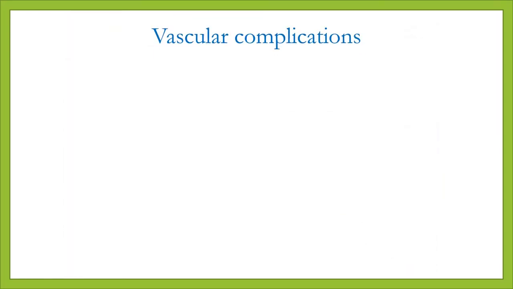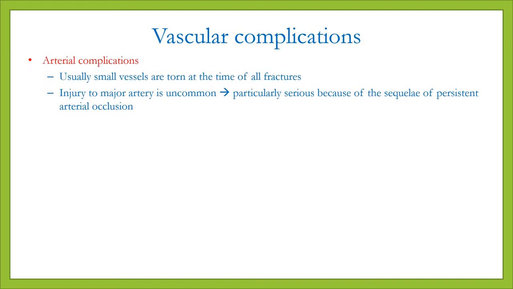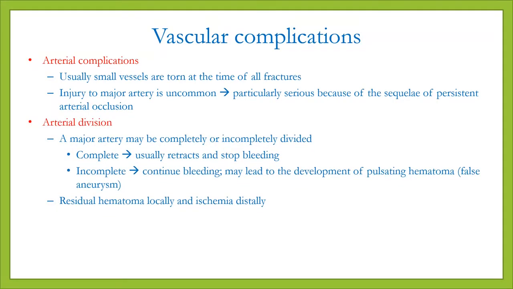Vascular complication, arterial complication. Usually small vessels are torn at the time of all fractures. Injury to a major artery is uncommon, but particularly serious because of the sequelae of persistent arterial occlusion. A major artery may be completely or incompletely divided. Complete division usually retracts and stops bleeding. Incomplete, continued bleeding may lead to the development of pulsating hematoma, false aneurysm, residual hematoma locally, and ischemia distally.